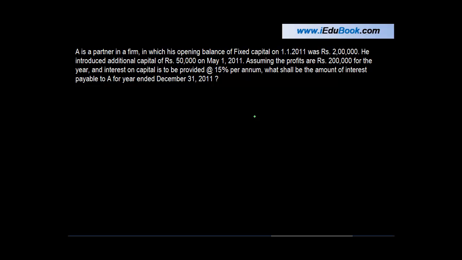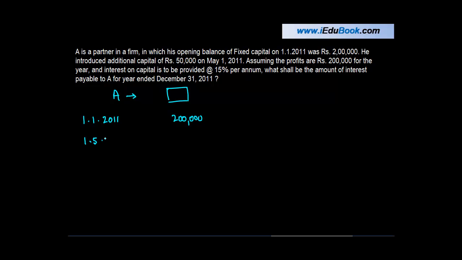A is a partner in a firm in which his opening balance of fixed capital on 1/1/2011 was rupees 2 lakh. So you have A, who is a partner in a firm, and on 1/1/2011, his capital is 2 lakh. He introduced additional capital of rupees 50,000 on May 1, 2011.